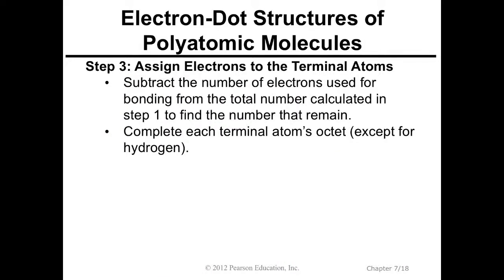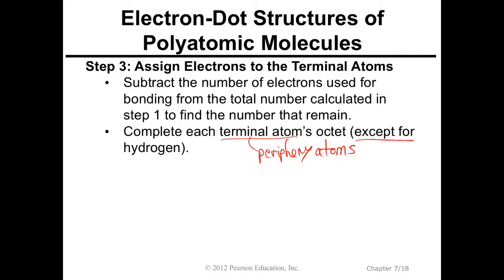Once you have the bonds, you're going to just put all the electrons that remain as dots around all the terminal or the periphery atoms.